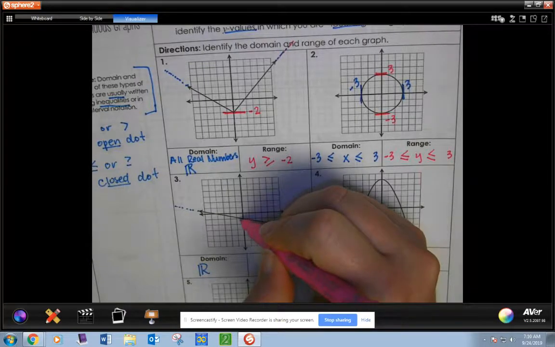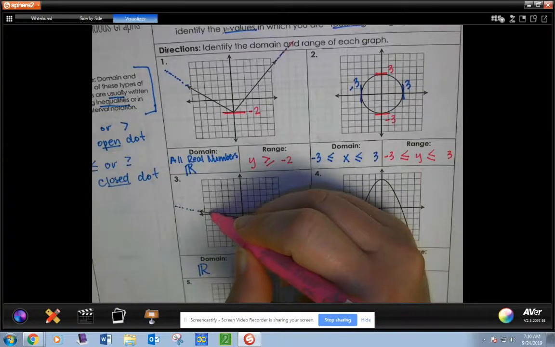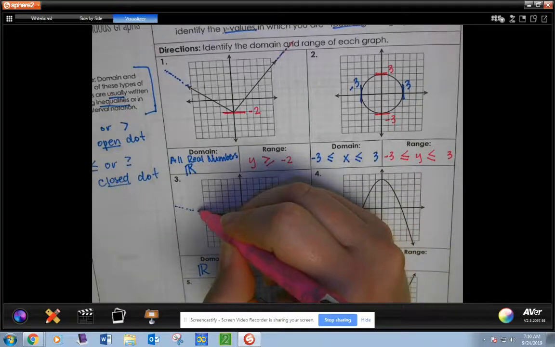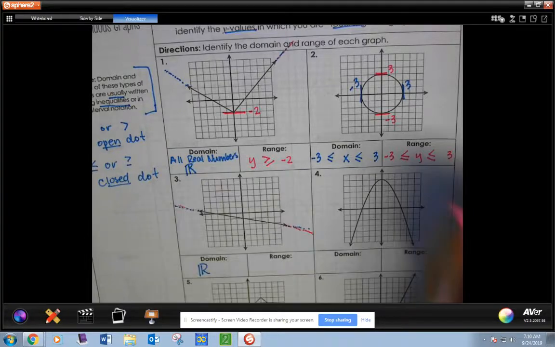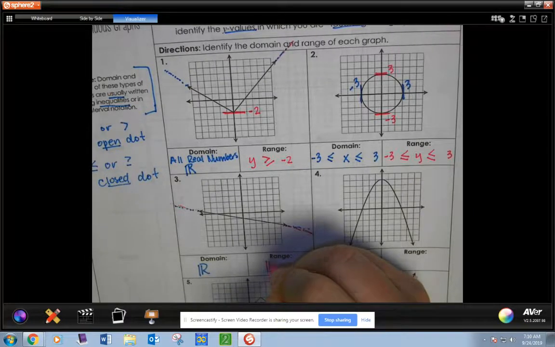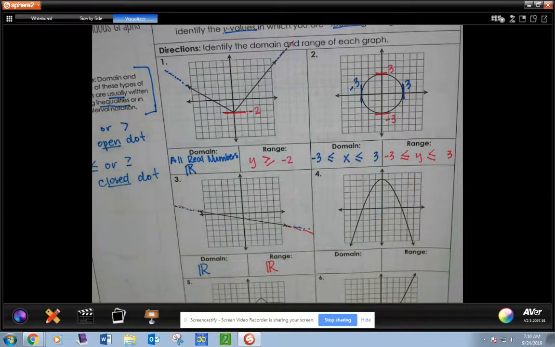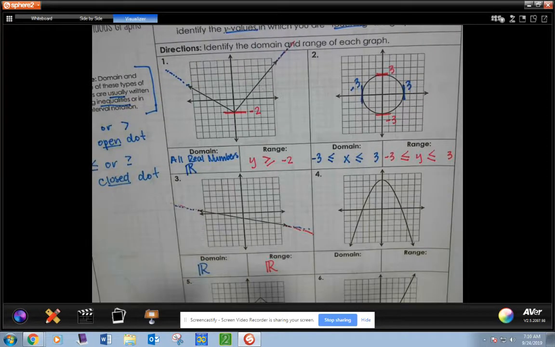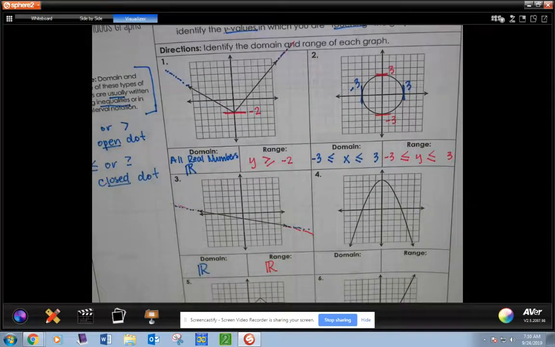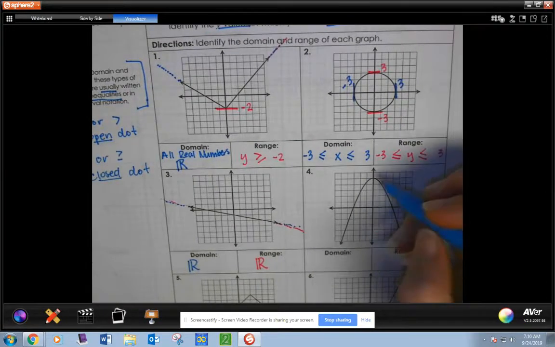And then I'm going to scan over here to the left because that's how it goes up. And as it's going left, it's still going to keep going up. So this one, my range is also all real numbers. Now, this isn't always, but typically if there are arrows on both sides, something is going to be all real numbers.